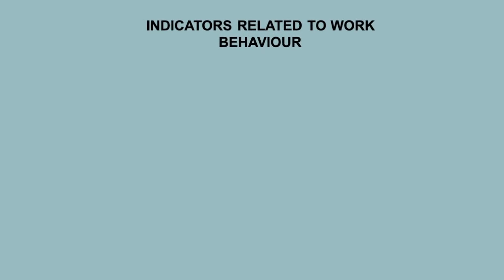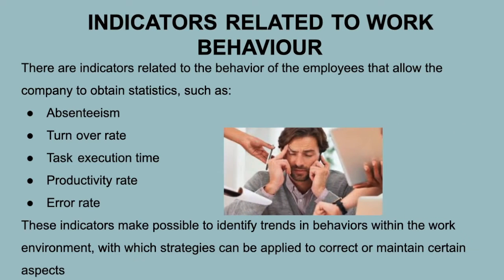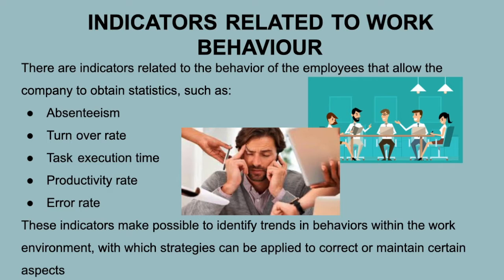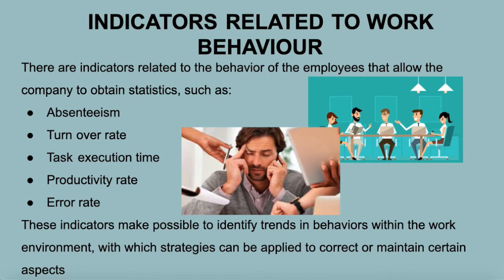Talking about work environment behavior, there are indicators that, when a company uses them, allow it to obtain statistics. Some of these indicators are absenteeism, employee turnover rate, task execution time, productivity rate, and error rate. An example of this is you cannot measure stress, but if you have a high absenteeism and a high employee turnover rate, it probably means the employees are not feeling well or they are stressed out.